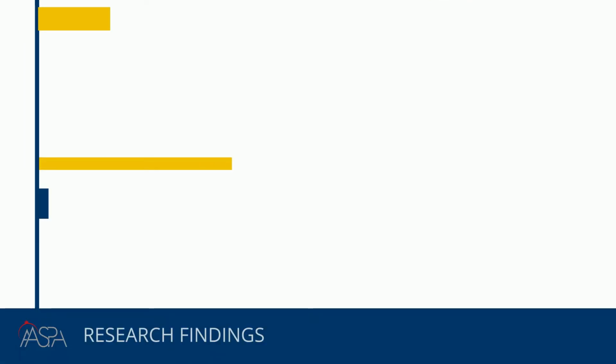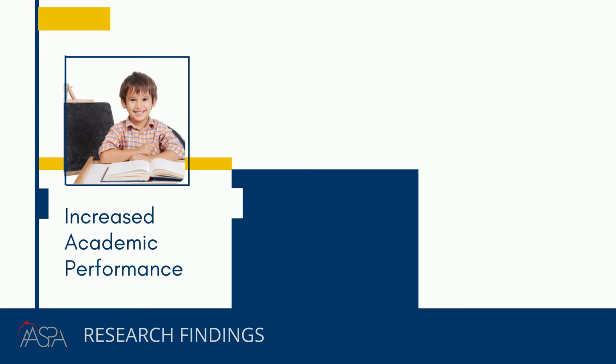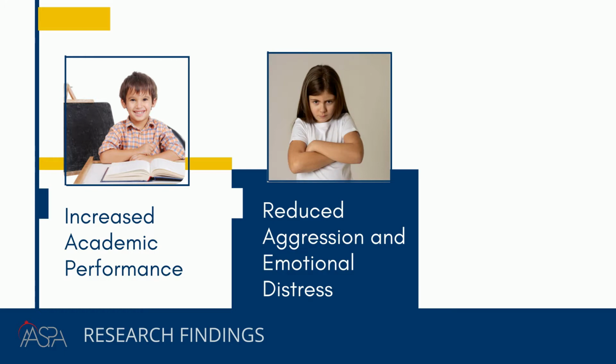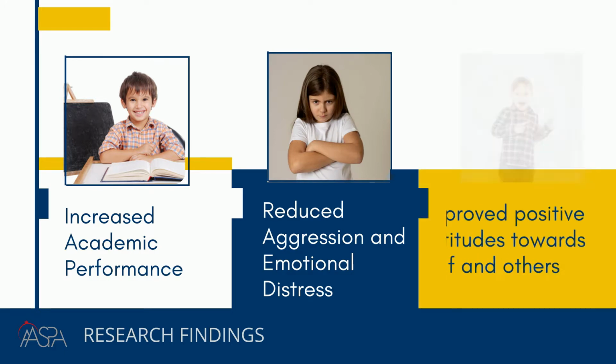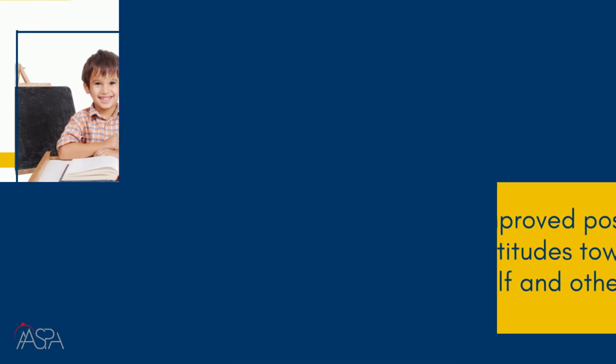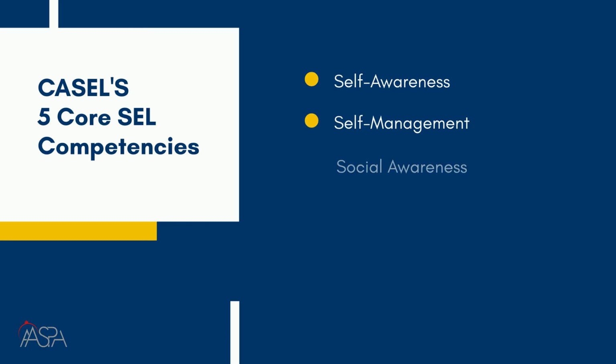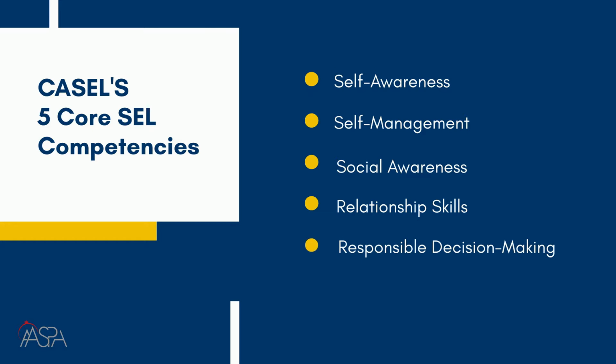Research indicates that social-emotional learning increased academic performance by 11 percentile points, reduced aggression and emotional distress, and improved positive attitudes towards self and others. Social-emotional learning addresses 5 key skills in the areas of self-awareness, self-management, social awareness, relationship skills, and responsible decision-making.